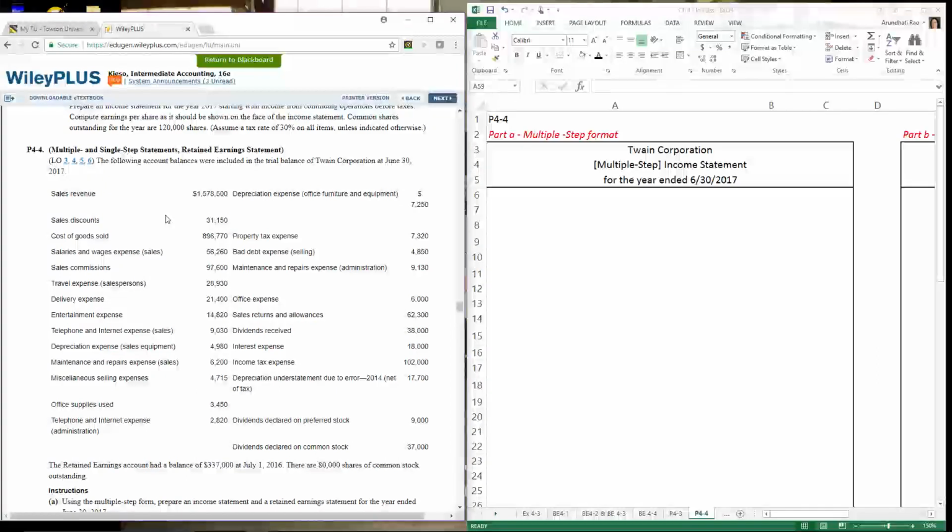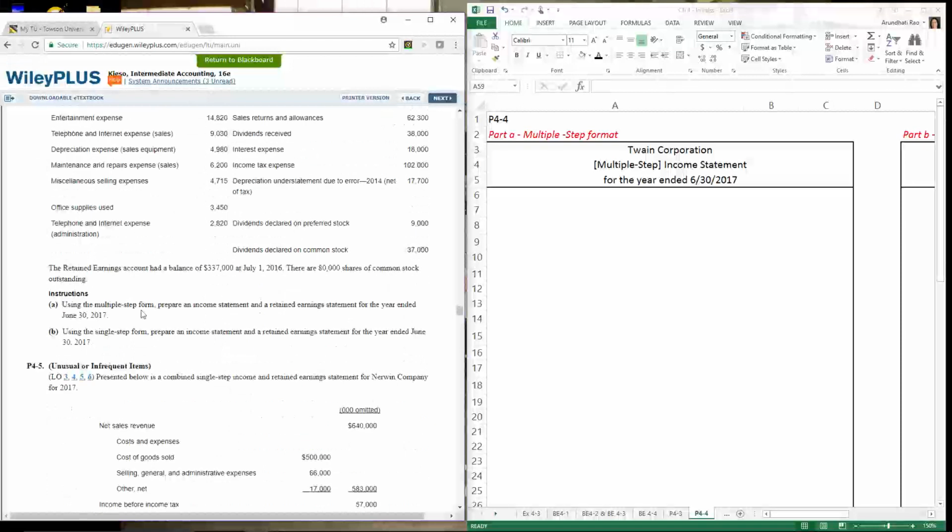Let's now take a look at problem 4-4. This is a relatively easy problem in which we've been asked to prepare an income statement using the multi-step format and then do the same thing using a single-step format and a statement of retained earnings.